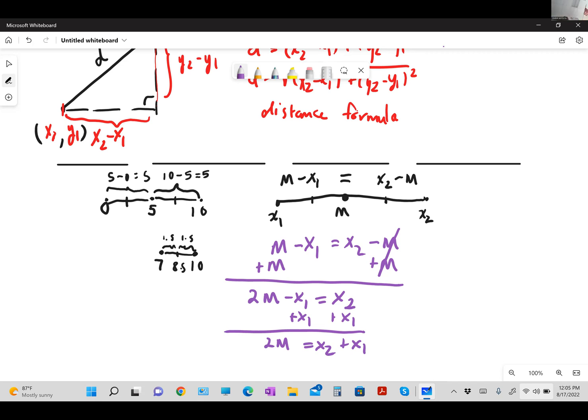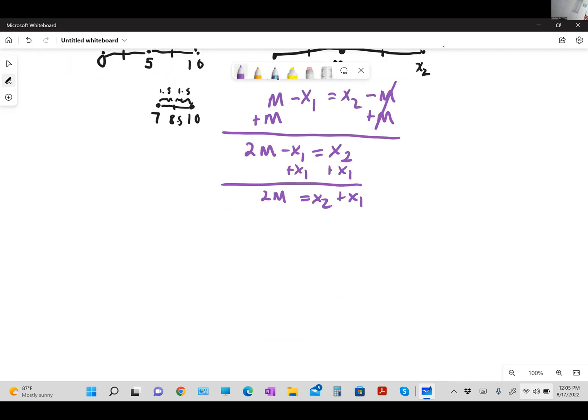And now I'm going to divide both sides by 2. And so my midpoint says take both numbers, add them, and divide by 2. Look at that. What's 10 plus 0, divided by 2? Great. What's 10 plus 7, divided by 2? You'll see it's 8.5. So the way you find a midpoint is you add the numbers up and divide by 2. That's all you do.